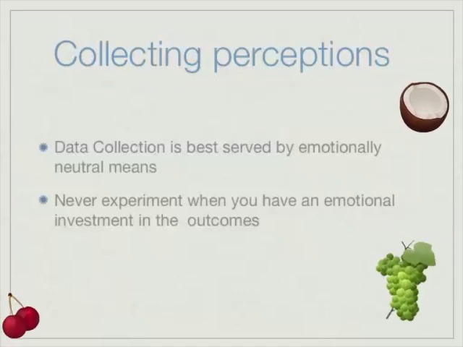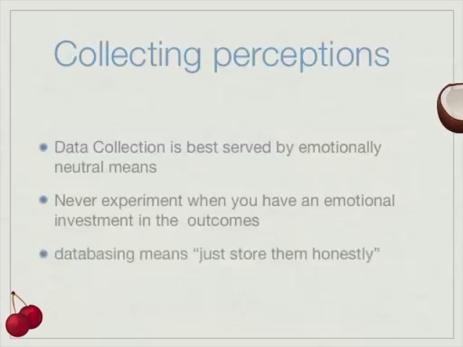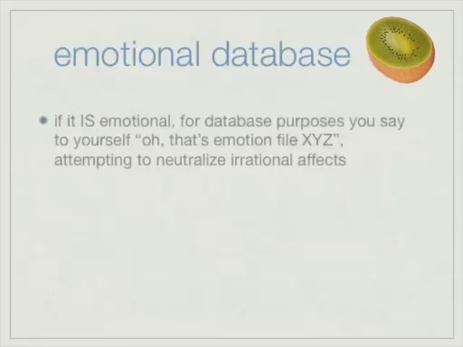Okay, so using the term databasing your perceptions just means to store them honestly. To be honest about them. Now, to be honest means there's going to be emotional content, so you need an emotional database within this database system. So if a perception is emotional for database purposes, you say to yourself, oh, that goes in emotion file XYZ. Oh, this thought had anger associated. Oh, this thought had affection associated. Oh, this thought had embarrassment associated. And just by identifying that, you can attempt to neutralize the irrational effects of these emotions.